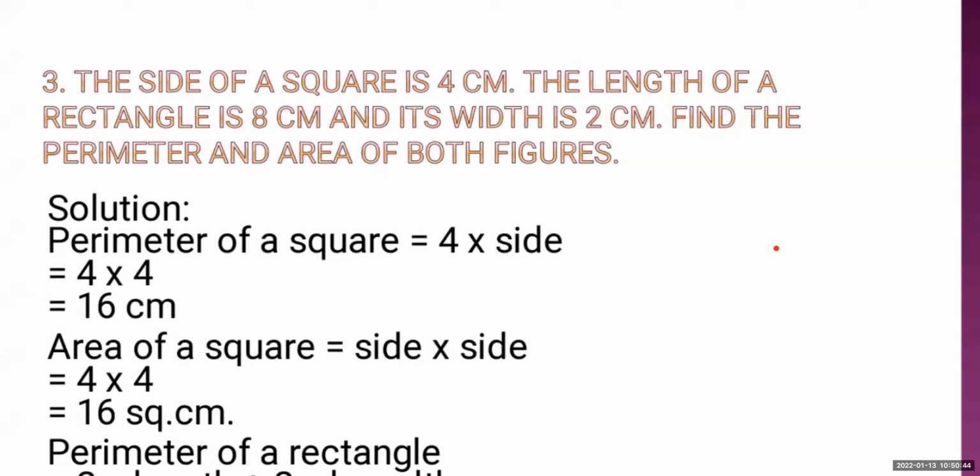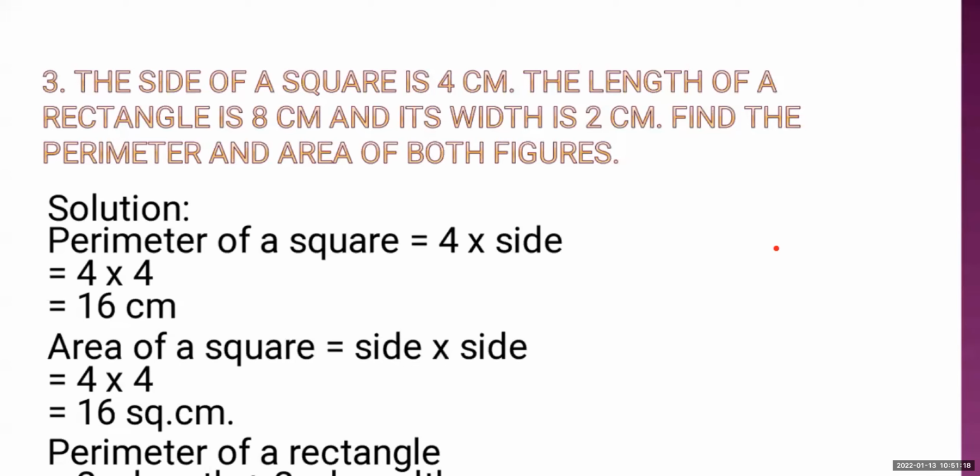Clear? Now in this question square का sums भी हमको करना है और rectangle का भी करना है. यहाँ पे हमको कितना टोटल sums करना है? 4. Here we are going to bifurcate the sums in 4 parts. First we have to find out the perimeter of a square and area of a square. Then we have to find out the perimeter of a rectangle and area of a rectangle. Clear everyone? So there are 4 parts in this sum. Okay. Now we'll start with the first part.